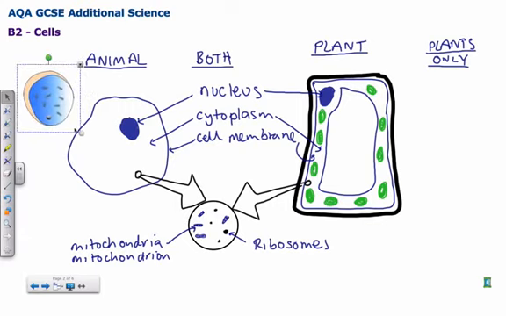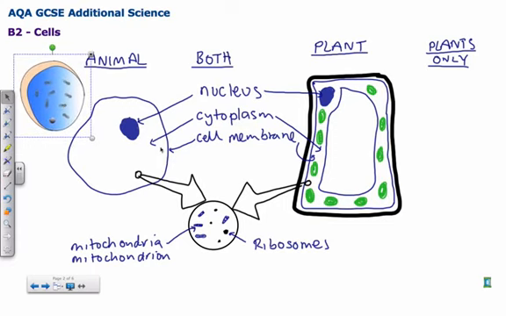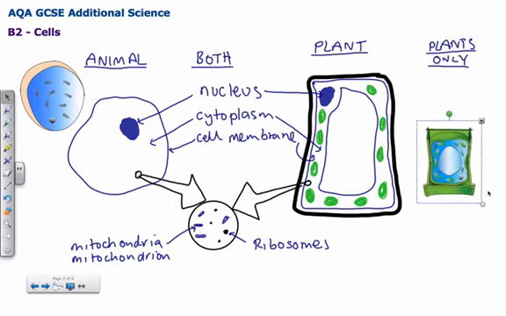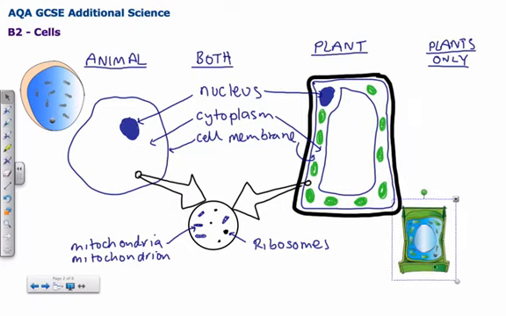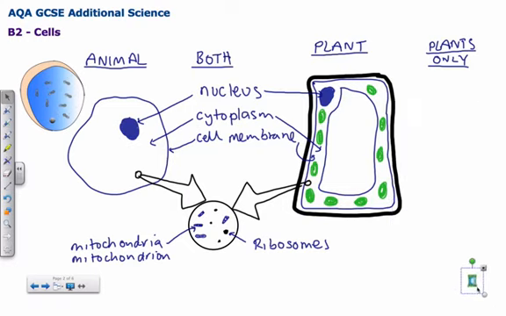Now, I've got a couple of diagrams which I found. It's important that you are able to recognize these parts whether you have a diagram that looks like this or a photograph. We're going to come back to this in a second, once we've discussed what's in plant cells only, and this is also quite straightforward.